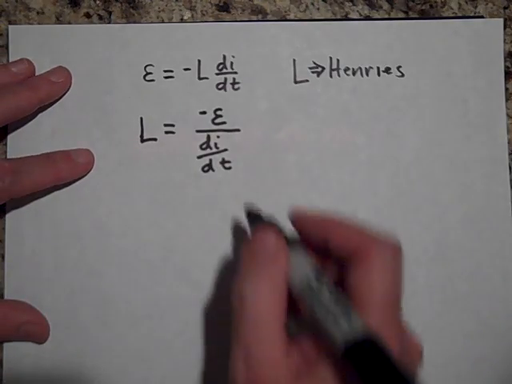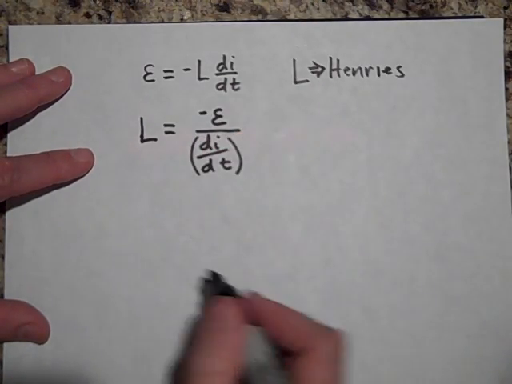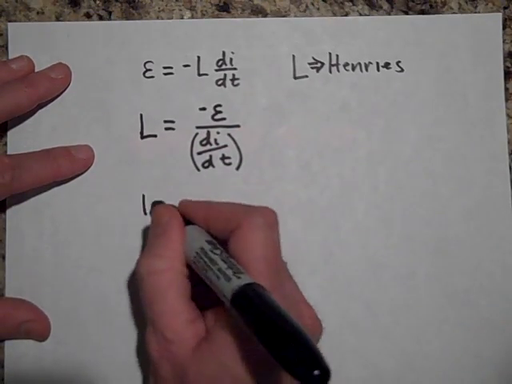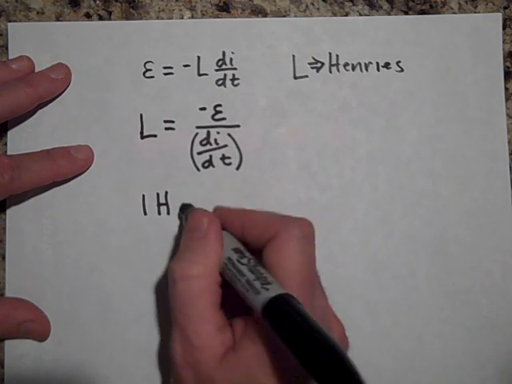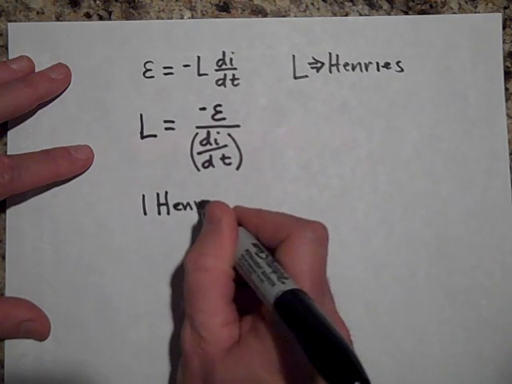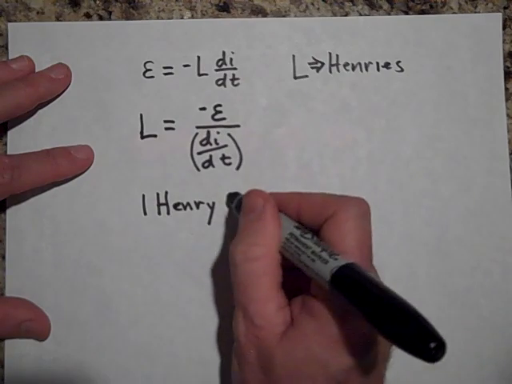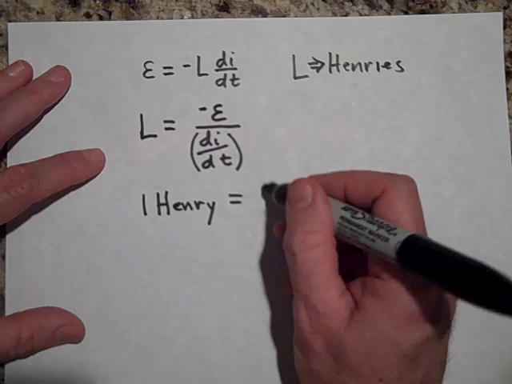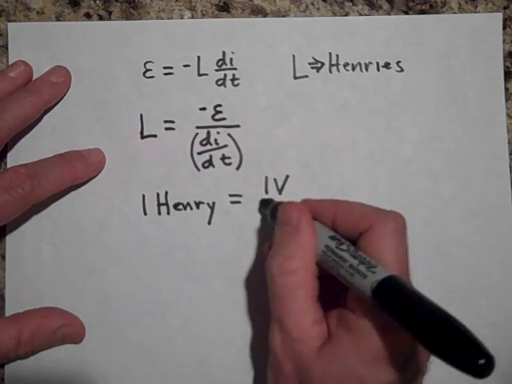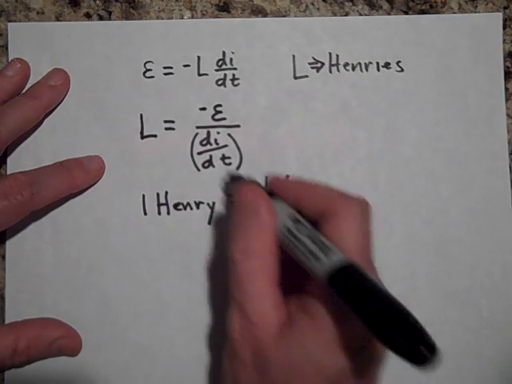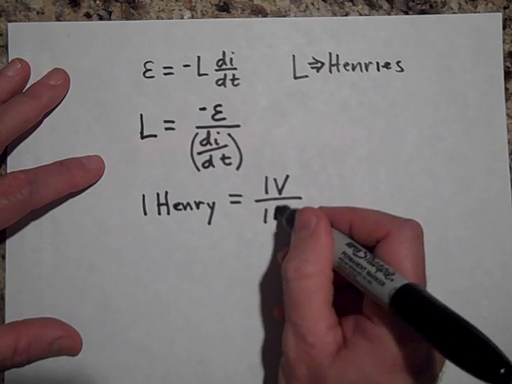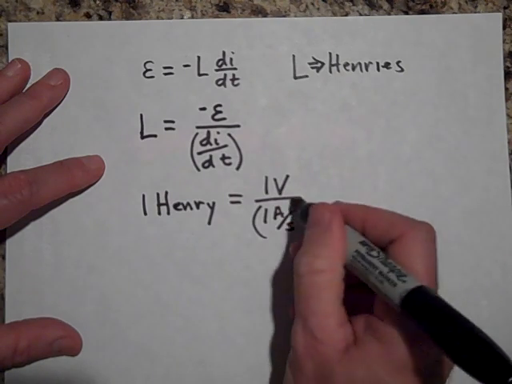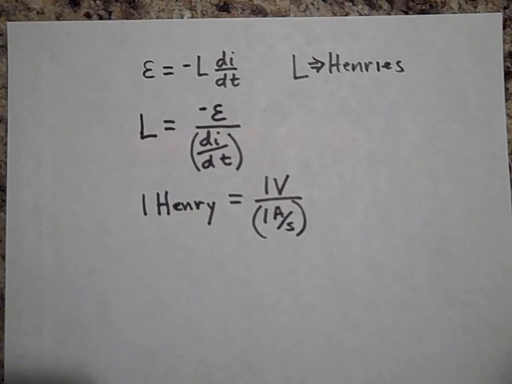So apparently 1 Henry is equal to a volt, because E is in volts, 1 volt over, and now di dt would be 1 amp per second. So that's what a Henry is. It's 1 volt per amp per second.